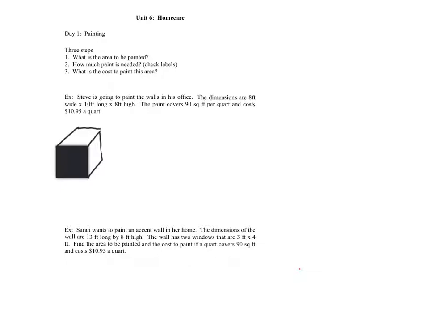The next thing you want to do is figure out how much paint is needed. So you want to check the labels. It will tell you how many square feet it covers, and this could vary from can to can or company to company. Obviously, a quart is not going to cover as much as a gallon would. And then you want to figure out what the cost to paint the area is. So once you know how many cans you need, then you could figure out the actual cost. So here's a couple examples.